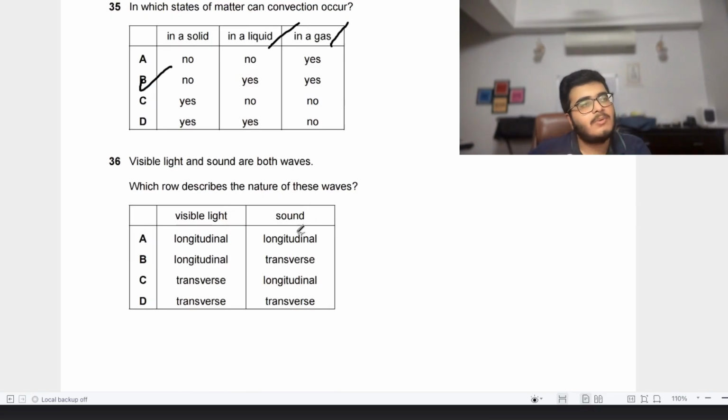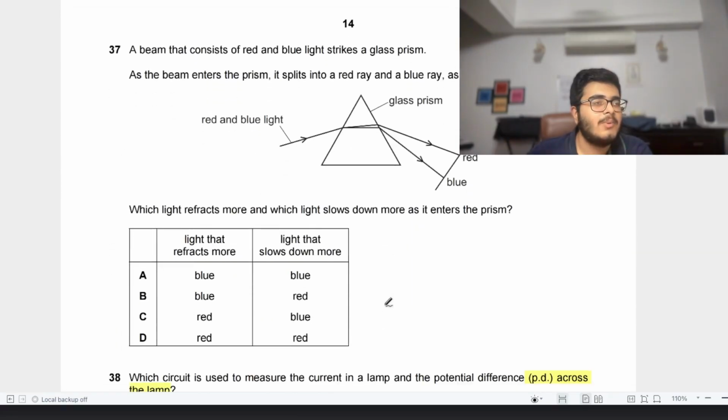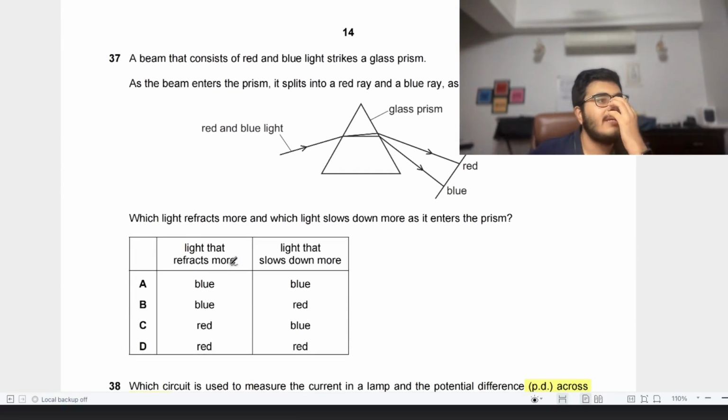Visible light and sound are both waves. We know sound has compression and rarefaction, so sound is a longitudinal wave. However, light is a transverse wave because it comes in the electromagnetic spectrum. Moving on to question number 27. Which light has refracted more and which light slows down more? Right, so we can see that blue is getting refracted more, and since it's getting refracted more, it is slowed down more than red. So blue.